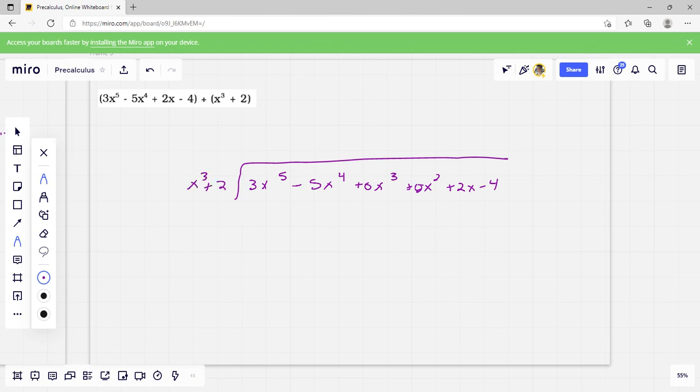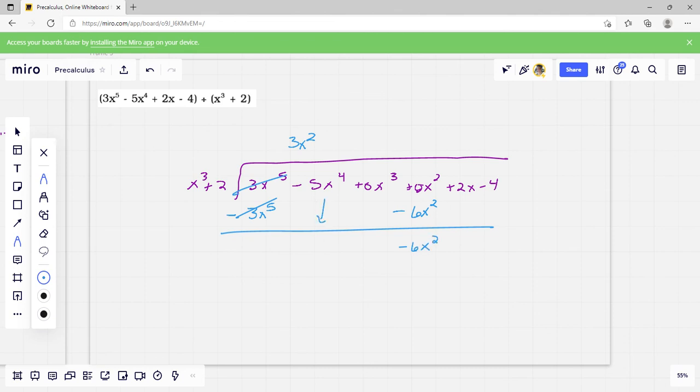Okay, step 1. How many times do I have to multiply x to the 3rd to get to 3x to the 5th? I'm going to have to multiply by 3, and then I'm going to need x squared to get me from x to the 3rd to x to the 5th. Now I'm going to multiply 3x squared times 2, which would be 6x squared. That's going to go here underneath my x squared. And then 3x squared times x to the 3rd would be 3x to the 5th. Okay, so then I'm going to change my signs. These cancel. When I subtract this one, I end up with negative 6x squared.